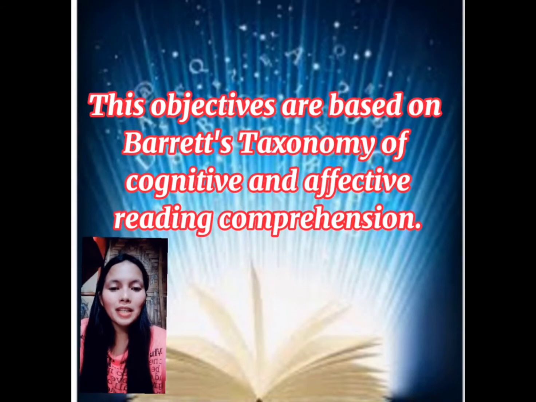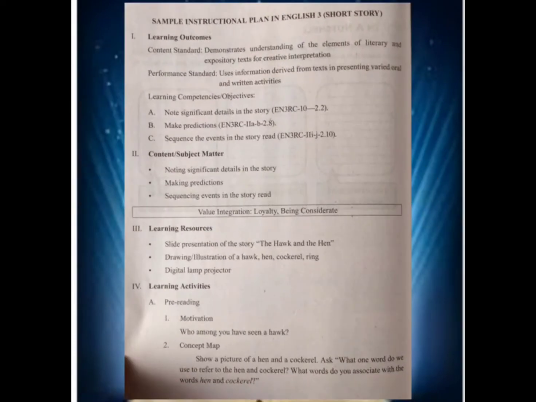These objectives are based on Barrett's taxonomy of cognitive and affective reading comprehension. If you notice in this format, the position of content standards and performance standards is higher than learning competency, simply because the teacher needs to set standards for the subject matter or content, and for the performance of the learners, above the content, because these content standards and performance standards will help the teacher to achieve the learning objectives. It means content standards focus on subject content or lessons, while performance standards focus on the performance of learners based on the content.